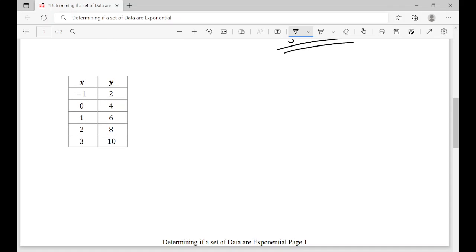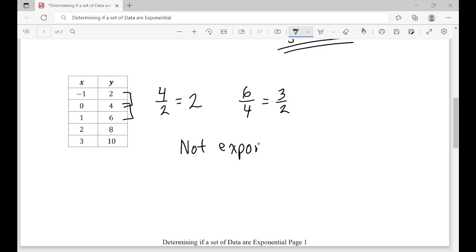Let's do it again for this set of data. Again, new divided by old. So here's my first two, 4 over 2. So 4 over 2 is going to give me 2. So far, so good. And now I'm going to do 4 and 6. So again, new divided by old. So 6 over 4 is going to give me 3/2. These are not equal. So I can say that this set of data is not exponential.